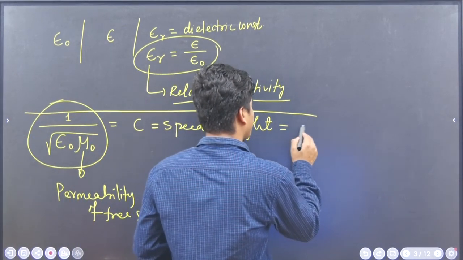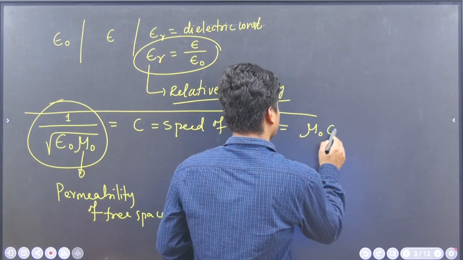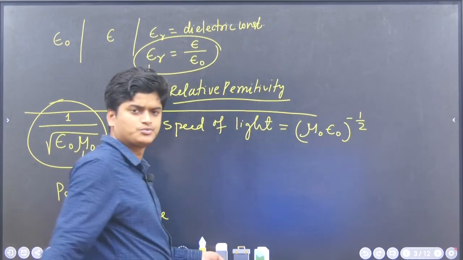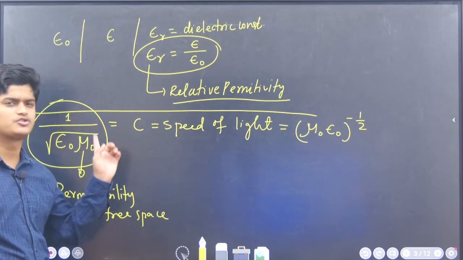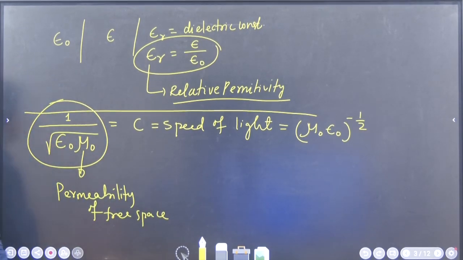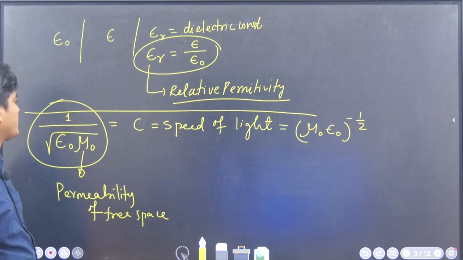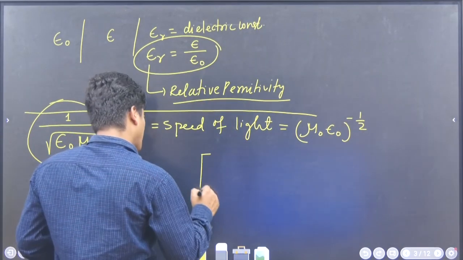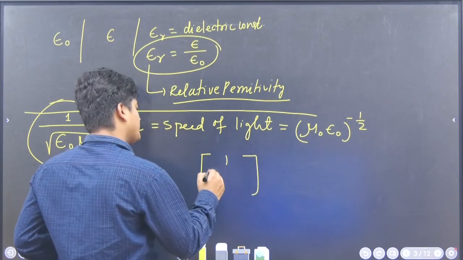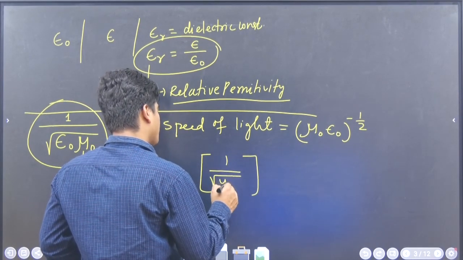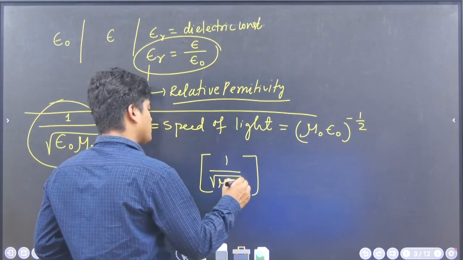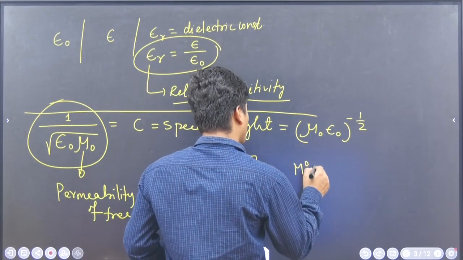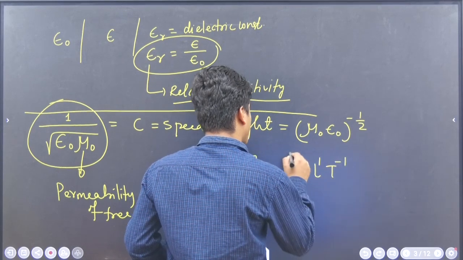Now also this can be written as mu naught epsilon naught to the power minus 1 by 2. Here a root is there, so you can write minus 1 by 2, because when the root goes up it becomes minus half. If I want to write the dimension of mu naught epsilon naught to the power minus 1 by 2, how much will it be? It is nothing but m0 L1 t to the power minus 1.